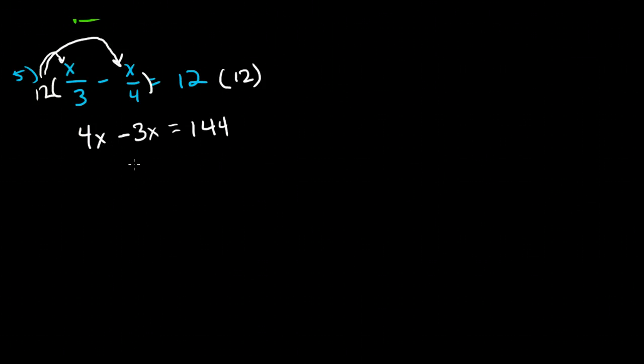4x minus 3x is x, just 1x. If I have 4 of something and take 3 away, I've only got 1 left. So x is equal to 144. And let's check this one just because it's easy to check. It's not really all that difficult.